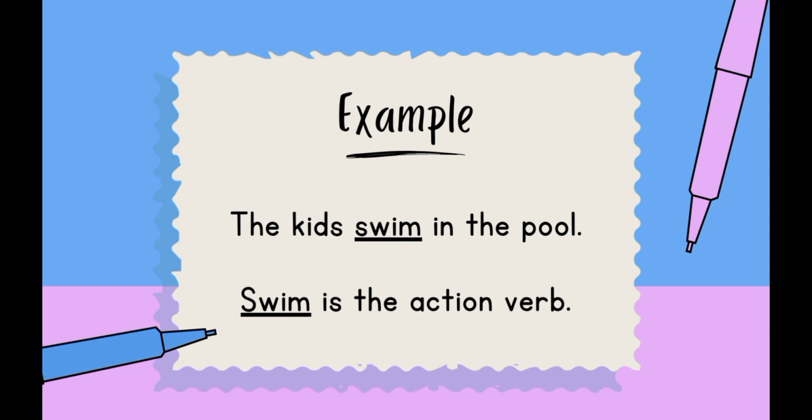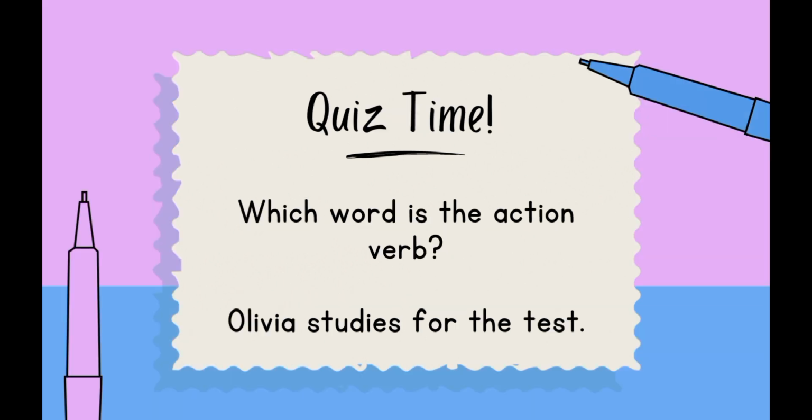It is an action that we see with our eyes when someone is performing it. You could see someone in a pool swimming. So swim is an action word.